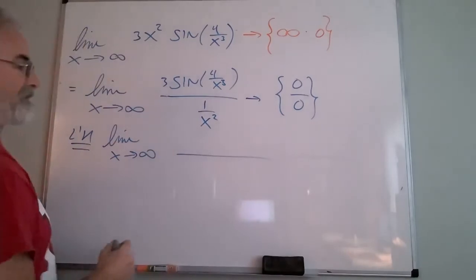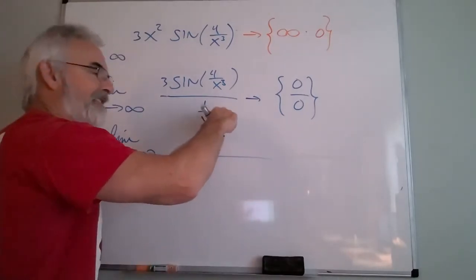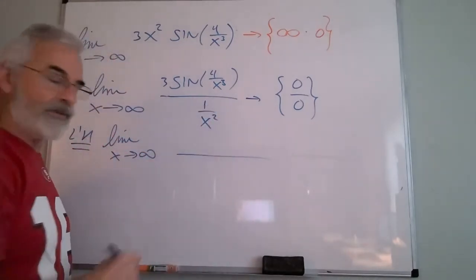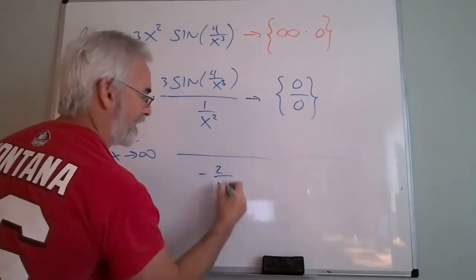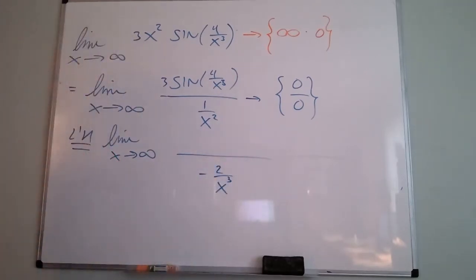All right, let's do the bottom first because that seems to be the easier. Think of this as x to the negative 2. So then it would be negative 2 x to the negative 3. And you could certainly write it with a negative exponent. That's not a problem, okay? Now, hang on one second, let me undo this.